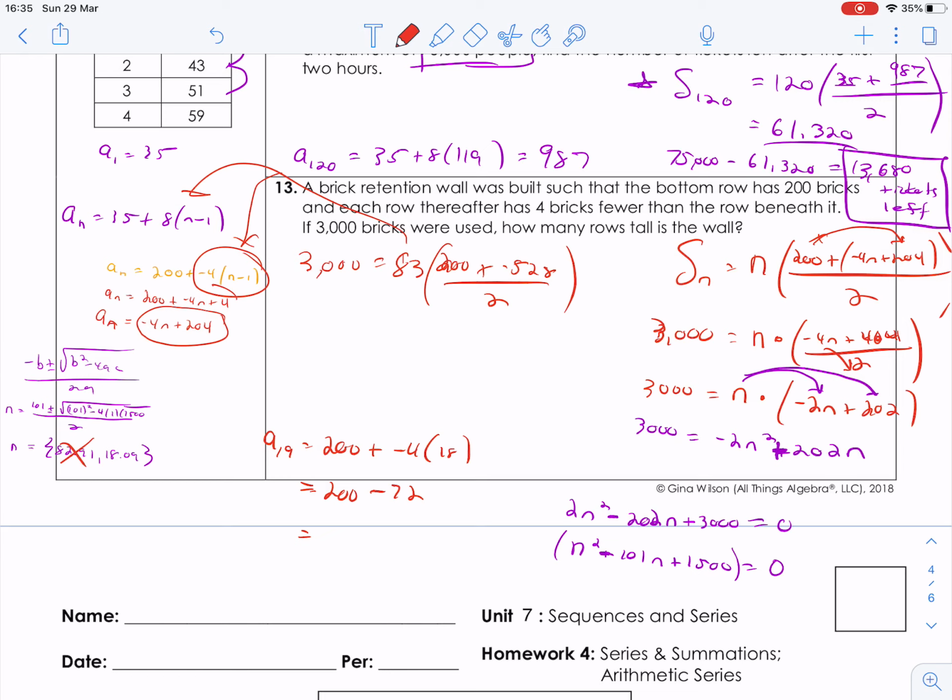All right, so we get our answer for a of 19. Okay, so we plug in 128. So now we're going to get, does 3,000 equal 19 times 200 plus 128 all over 2, times 19 divided by 2? Yeah, that looks good. So it must be this guy right here. And there we go. So how many rows? About 19 rows. We got to round up. And that's it. All right, guys.